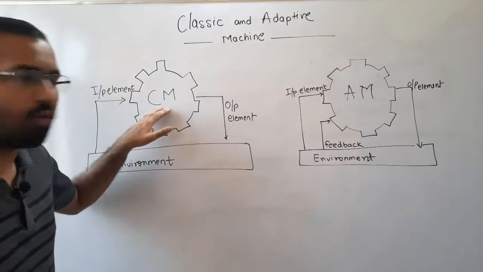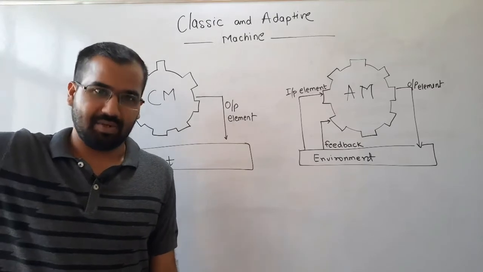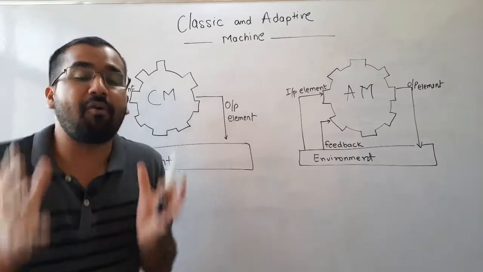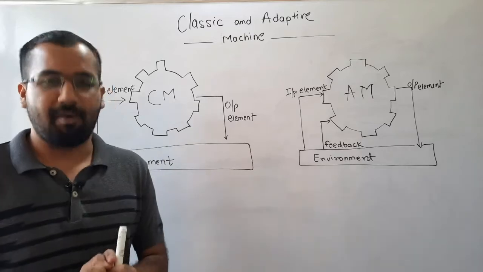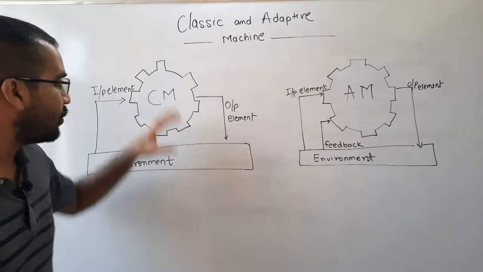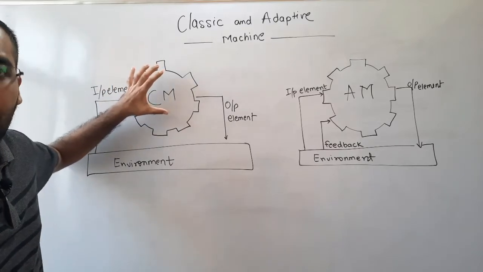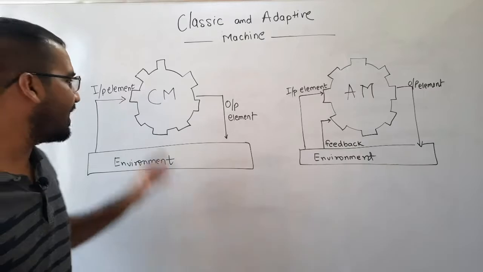If you have to know about the classic machine, this was the classic era, the past, where the human form was itself very primitive, and the machines that were used at that time to carry out tasks were the classic machines. This is the simplest way you can visualize a classic machine.